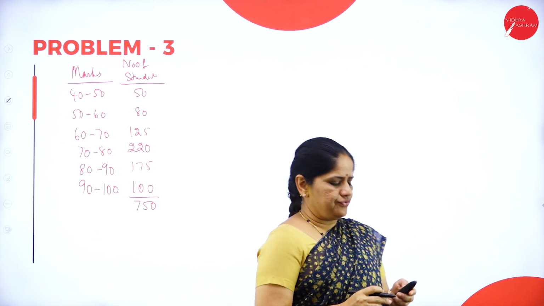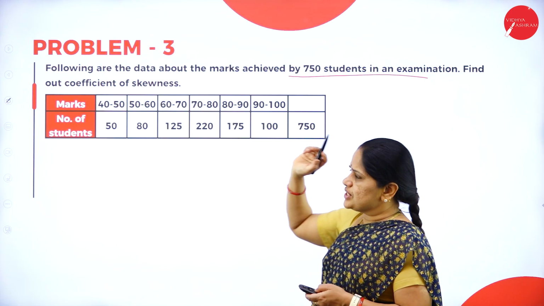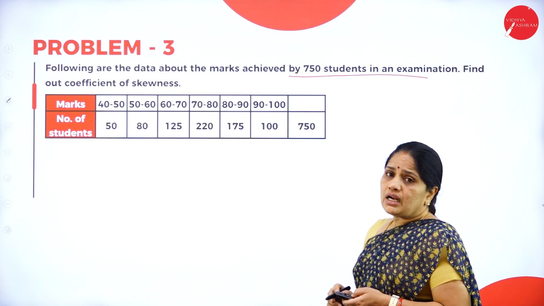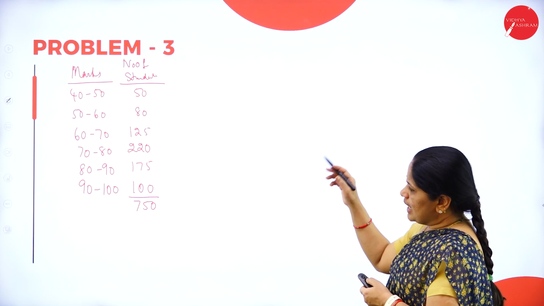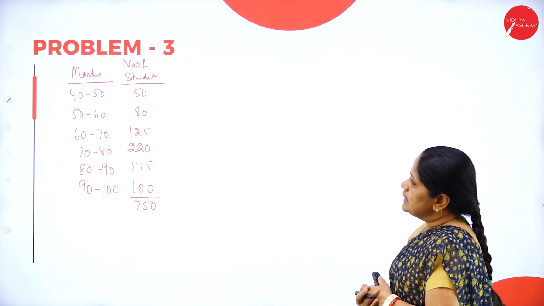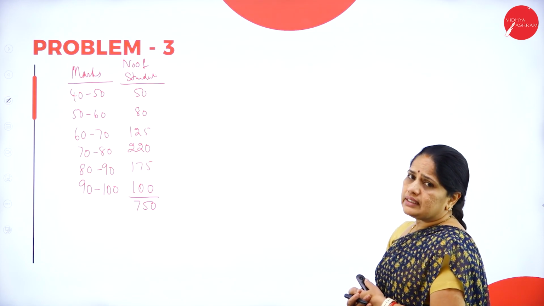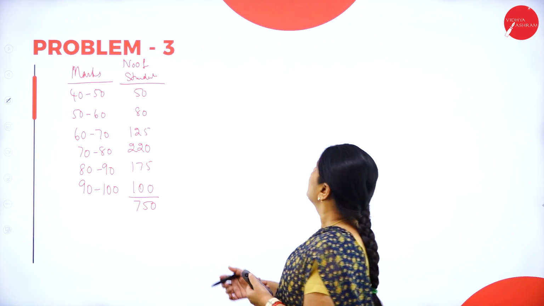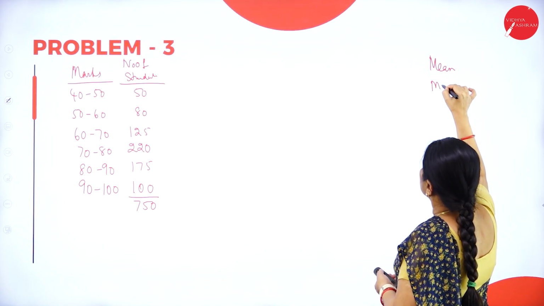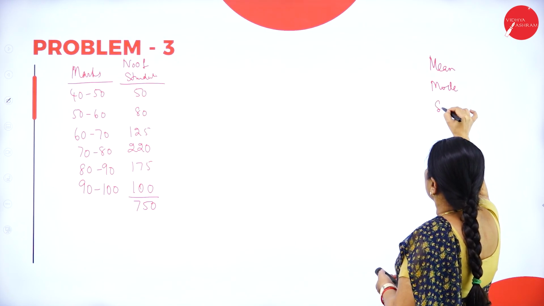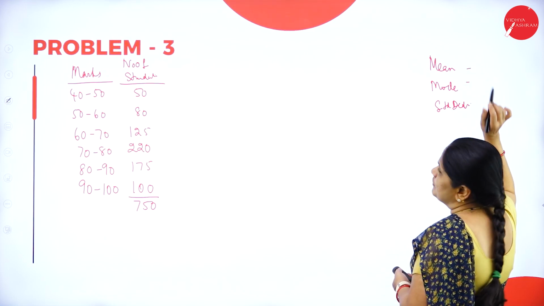Now we have to find the coefficient of skewness of the marks achieved by 750 students in an examination. So I have written down the data here. The next step is to find the mean, then the mode, and I also have to find the standard deviation. So all this I have to find out.